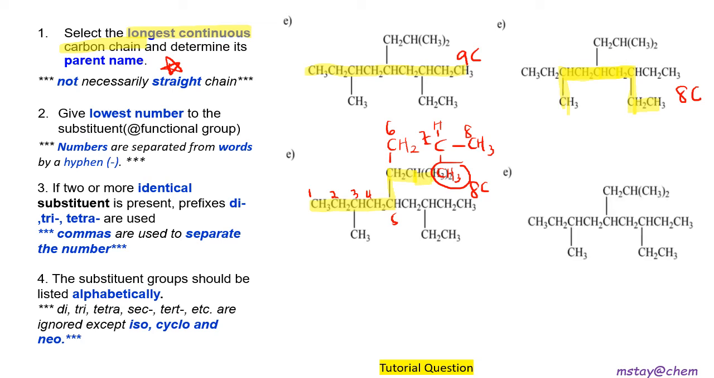Then maybe we try to look at another way around. This one will be from the left hand side now: 1, 2, 3, 4, 5, 6, 7, 8 as well. So from here we have already tried a few ways. If you have other ways, you can still continue to try. But from these 4 methods, we know that the longest carbon chain is 9 carbons.